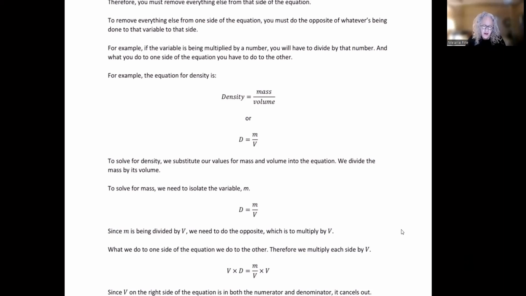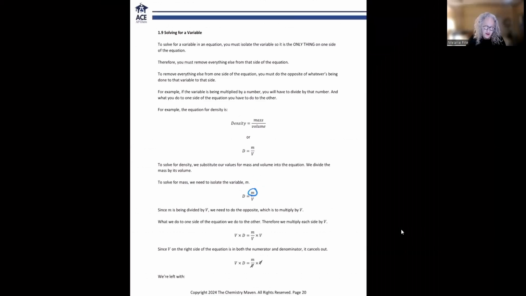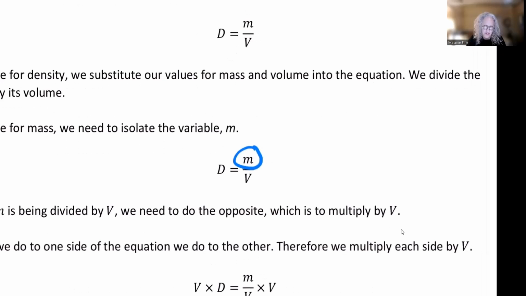If I were to solve for mass, I would need to isolate the variable, isolate the m. So if I want mass to be by itself on one side of the equation, I have to get it by itself. Right now it's being divided by volume. To get rid of volume on that side, since mass is being divided by volume, I need to multiply by volume. And what I do to one side of the equation, I have to do to both. So the volume on the right-hand side cancels out, and we see that mass is equal to volume times density.